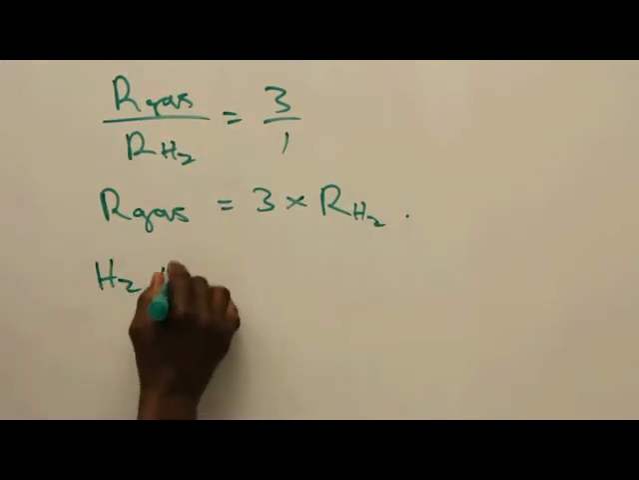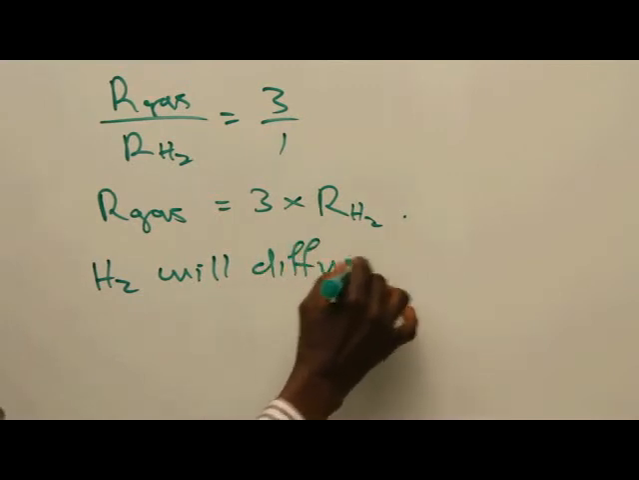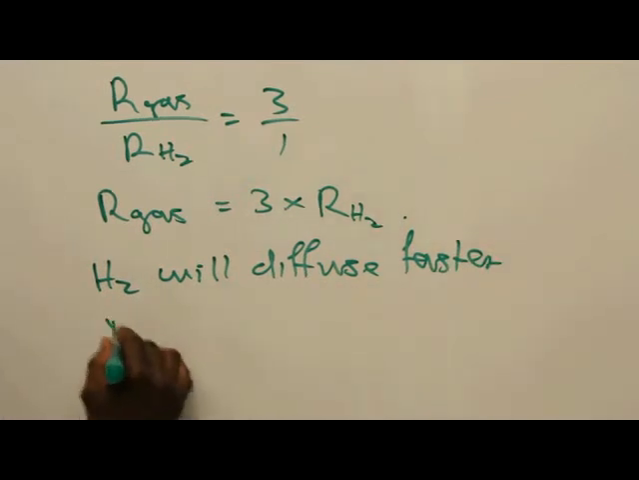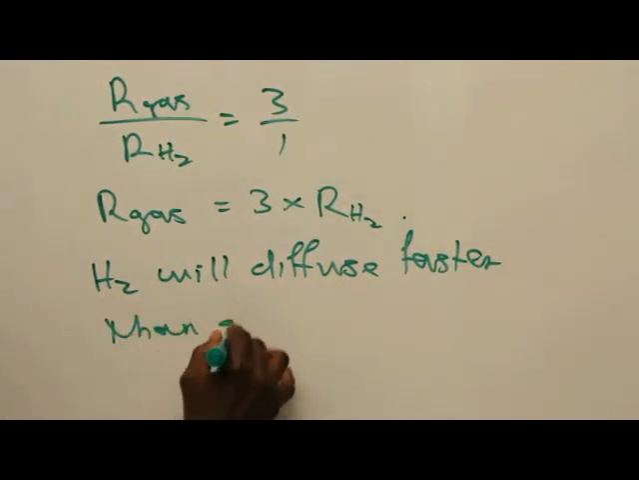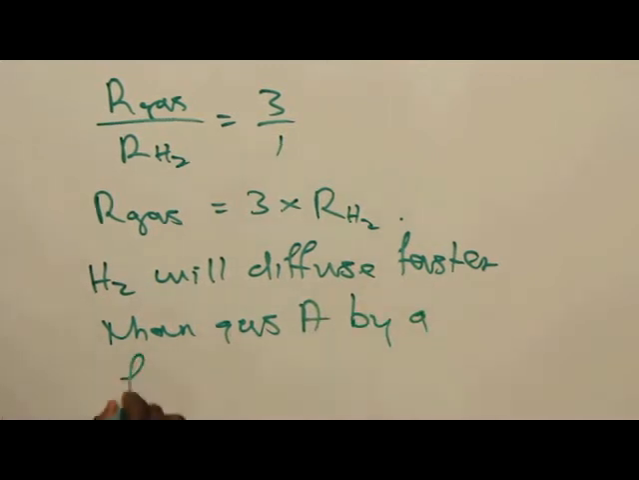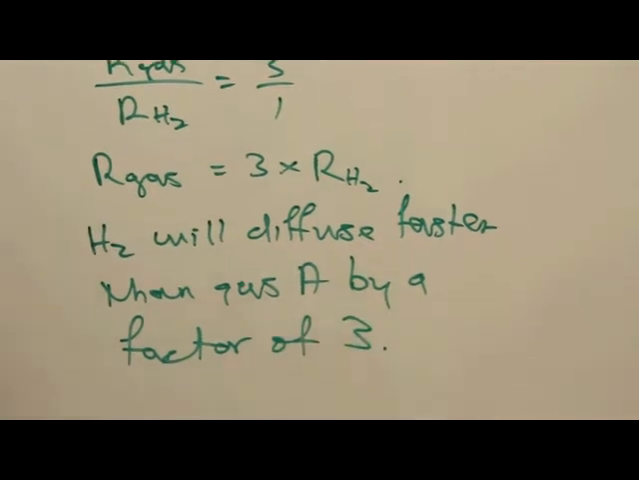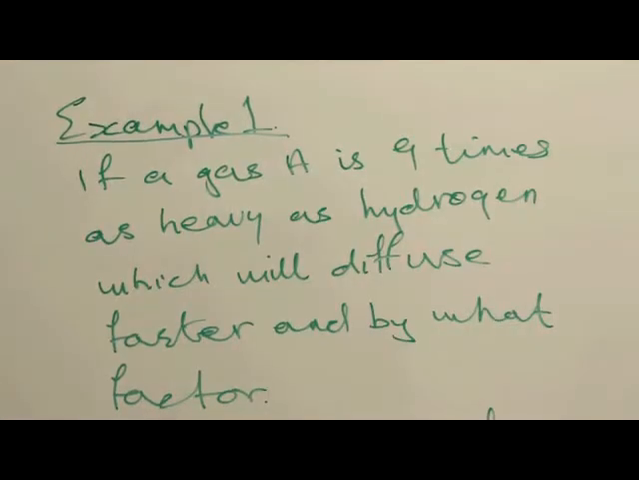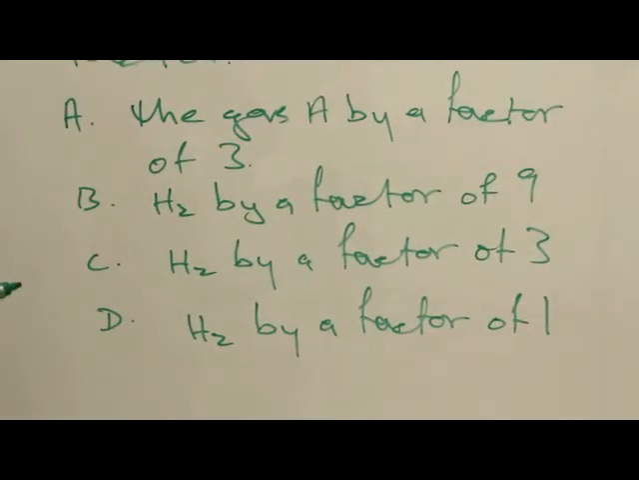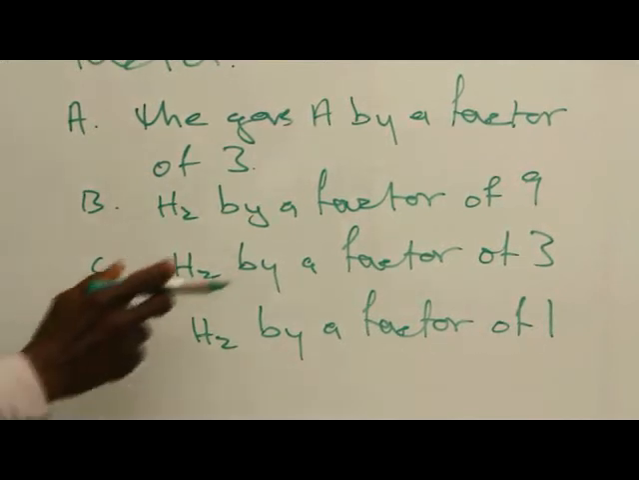Hydrogen will diffuse faster than gas A by a factor of 3. Now from the solution of example 1, the correct option is C. That is, hydrogen will diffuse faster than gas A by a factor of 3.